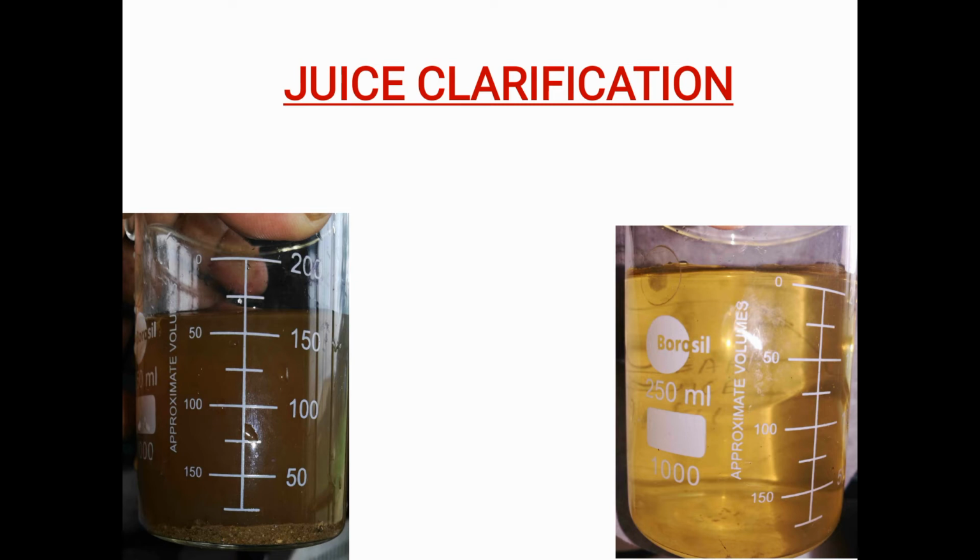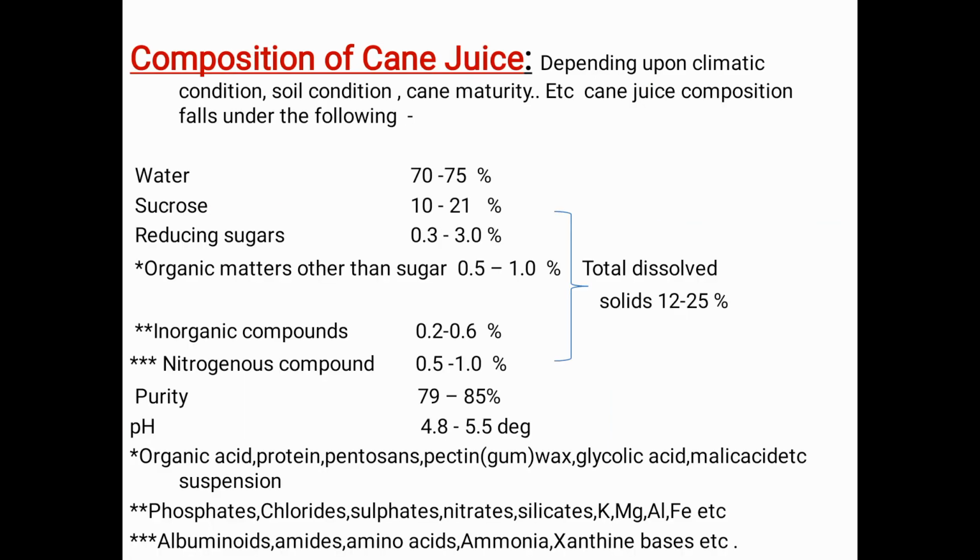Based on the different climatic conditions and all, the sugarcane composition falls under the following. As you can see, depending on the climatic condition, soil condition, cane maturity, etc., the water will be around 70 to 75%. The sucrose will be around 12 to 15, or up to 18 also in some places. The primary juice will have more. So this will be the composition of the cane juice.